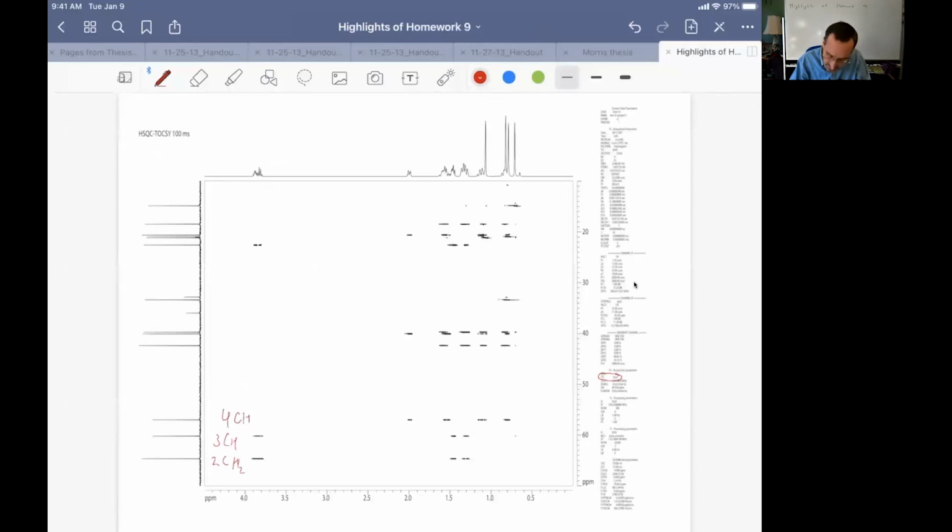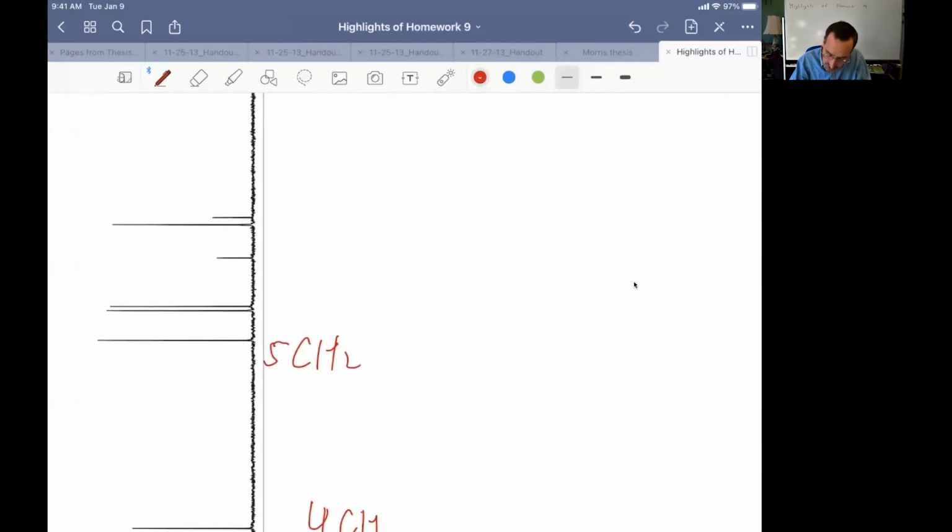Number 5 is a methylene. Number 6 is a methylene, and you're getting that from the depth. 7 is a methylene. This is all sort of the low-level analysis. 8 is a quat. You can tell that even without the depth. 9 is a methyl. 10 is a quat.